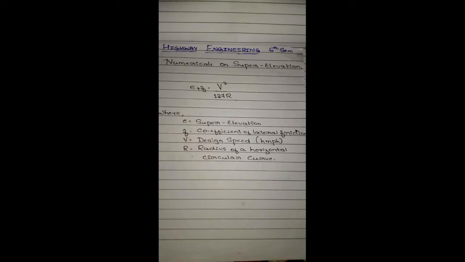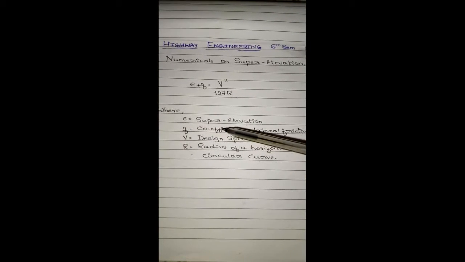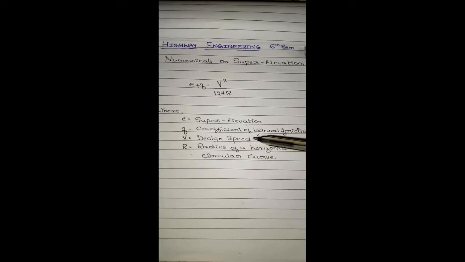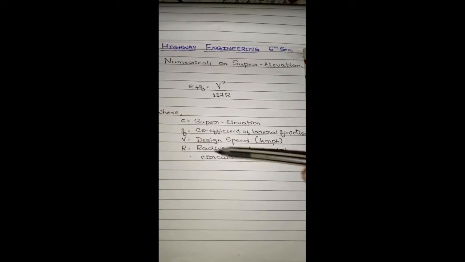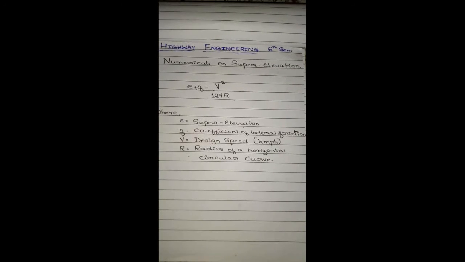Today we are going to study a topic on numericals on superelevation. This is the equation we are going to use to solve the problems on superelevation, that is E plus F is equal to V square divided by 127R, in which E is super elevation, F is coefficient of lateral friction, V is design speed in kilometer per hour, R is radius of a horizontal circular curve. By using this equation, we are going to solve a problem now.